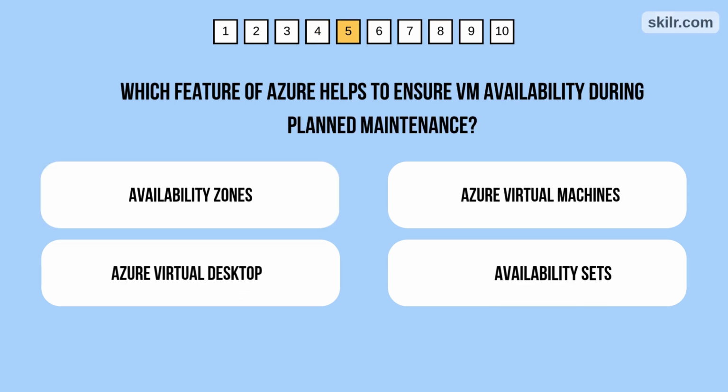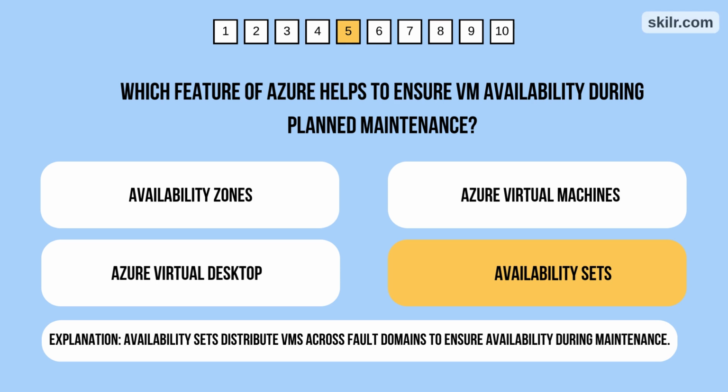Question 5. Which feature of Azure helps to ensure VM availability during planned maintenance? The answer is Availability Sets, as Availability Sets distribute VMs across fault domains to ensure availability during maintenance.